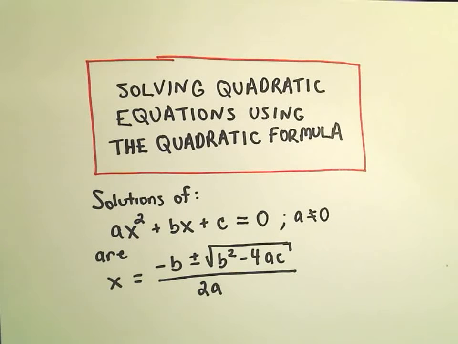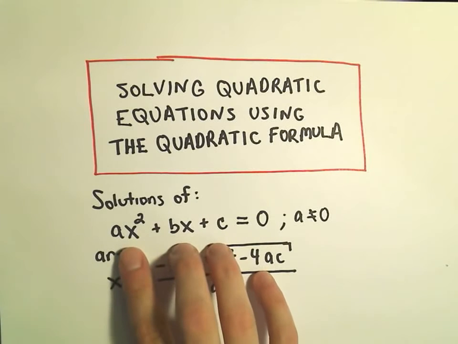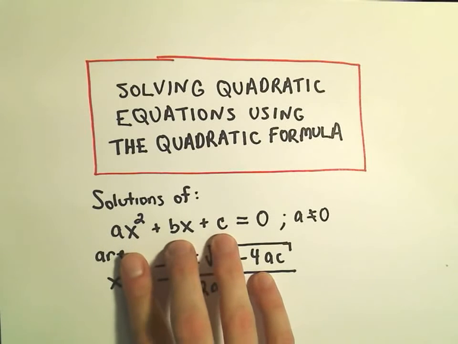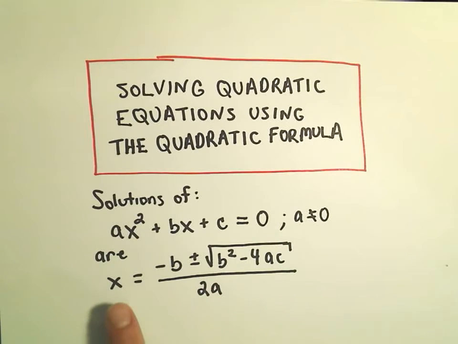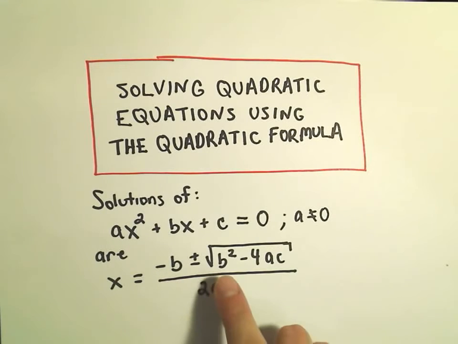Alright, in this video I'm going to do an example of solving a quadratic equation using the quadratic formula. And the idea again is if you have an equation of the form ax squared plus bx plus c equals 0, where a is not 0, we can find the solutions to this by using the quadratic formula, which is negative b plus or minus the square root of b squared minus 4ac over 2a.